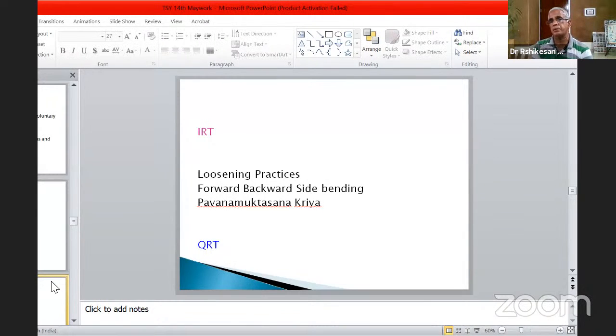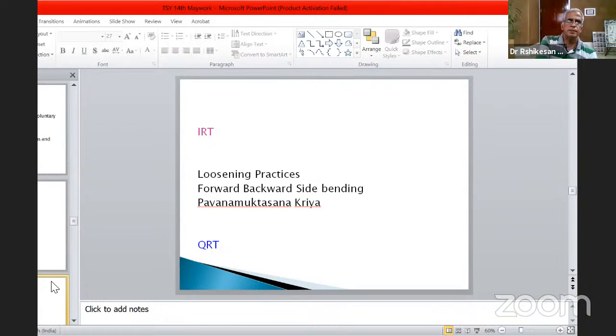Without attention, you cannot do this practice. Many practices like IRT we cannot do without attention. If you are thinking something else, you won't be able to do the practice. But at the same time, it is so simple. In a few minutes only, instantly you can relax the whole body, all muscles and tissues. So that is IRT, and then QRT.